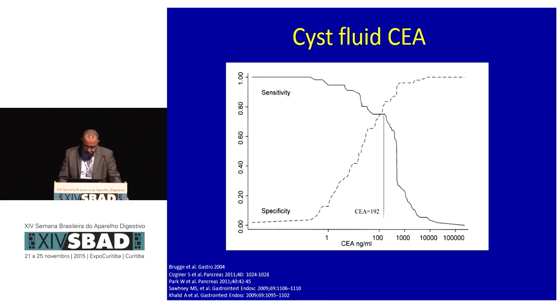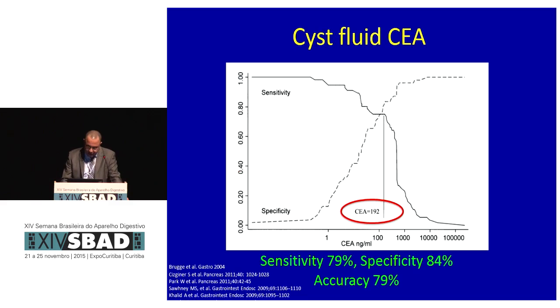This is from Bill Brugge. He looked at the use of CEA with a cutoff of 192 to differentiate mucinous from non-mucinous cysts. So if the CEA is higher than 192, the accuracy for predicting a mucinous lesion is 79%. Really not that good.